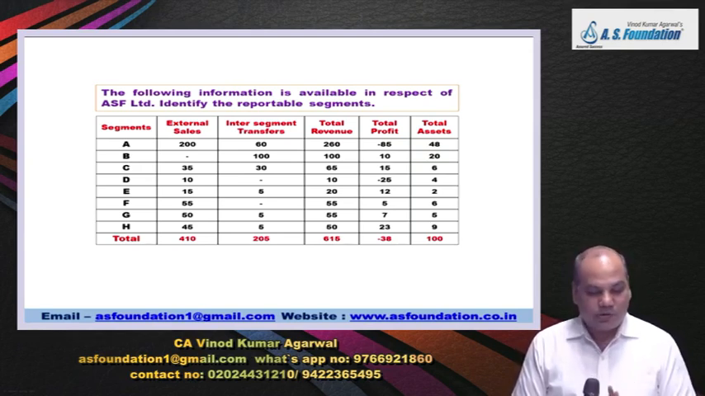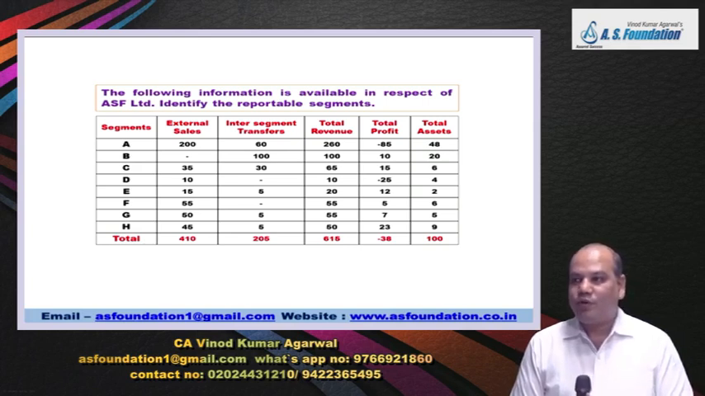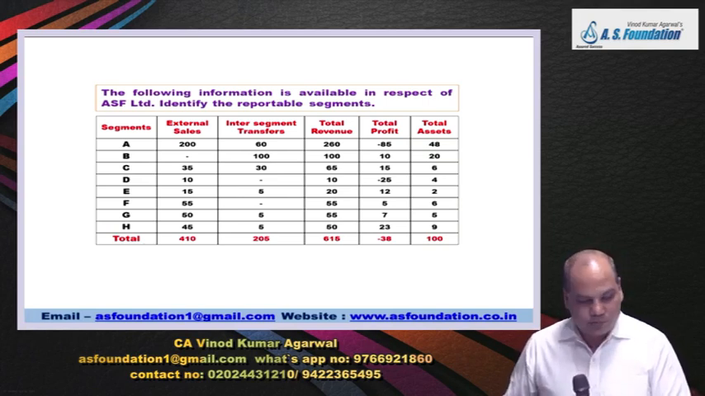So this question number 7, we are going to use it for example purpose to understand the concept of reportable segment. Keep that in front of you. I am coming to this again and again. So these are my segments A, B, C, D, E, F, G, H. This is external sale. This is inter-segment transfer. And this is total revenue.